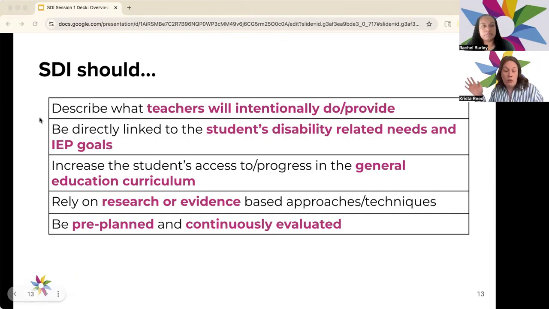So we thought this student would benefit from this type of instruction. The data suggests it hasn't. We've tried it for quite a few weeks, months, whatever the trial period is. We're not seeing growth. We might reevaluate the SDI that we're trying.